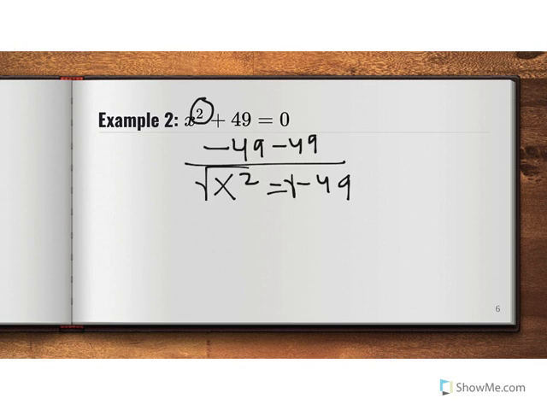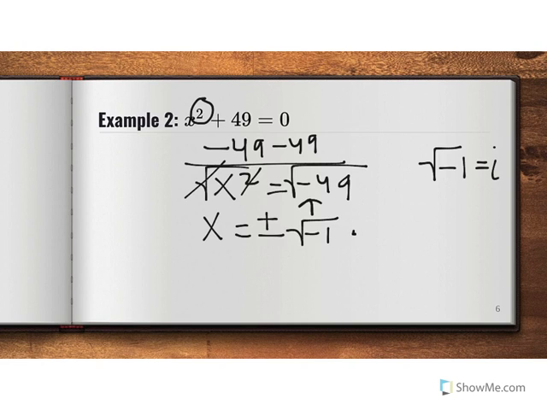I got my x squared by itself, square root both sides. This is x equals, however, I cannot take the square root of a negative number. So remember that the square root of negative 1 actually becomes an imaginary number, an i. So now I have a plus or minus, and I would take the square root of negative 1 times the square root of 49, because now I'm allowed to actually take the square root of 49, which is still plus or minus 7, and then this is the i.